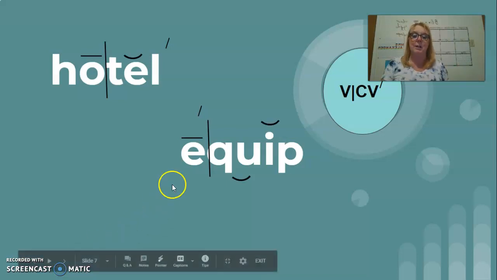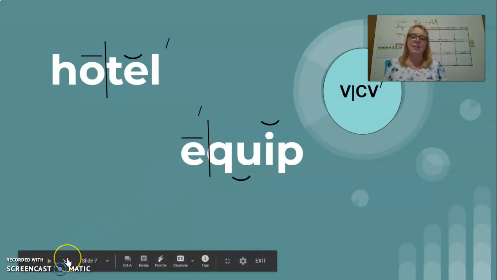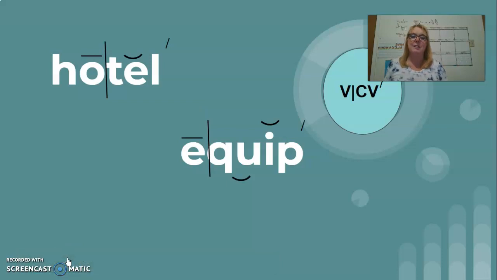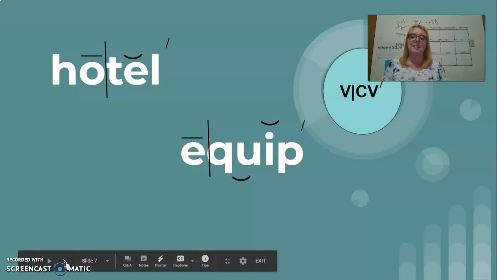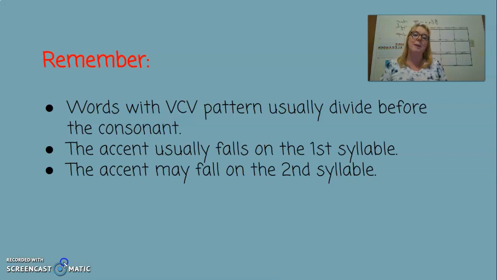So let's read it this way. First syllable without the accent, e. Second syllable, quip. Okay, let's put it together with the accent. Equip. That doesn't sound quite right. Let's try changing the accent. Let's read it together again. Equip. That makes more sense. Good job. So remember, words with a vowel, consonant, vowel pattern usually divide before the consonant. The accent usually falls on the first syllable. The accent may fall on the second syllable, though.